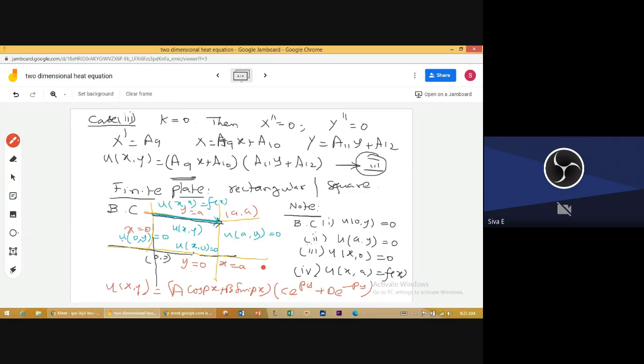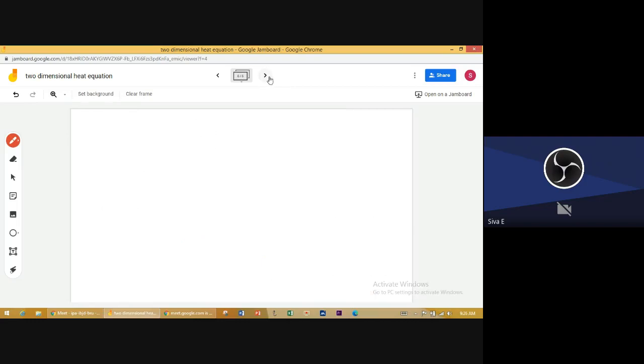Okay. Now I go to the second case. Once again I explain, whether it is a square plate or rectangular plate, whatever it may be, in case the non-zero boundary condition is parallel to the x-axis, then the sine and cosine terms should contain x. Then next one.